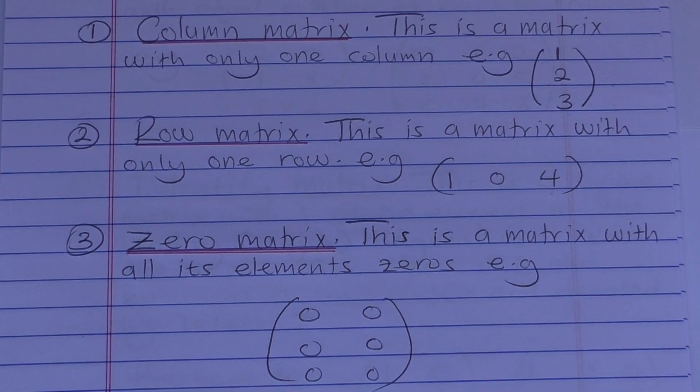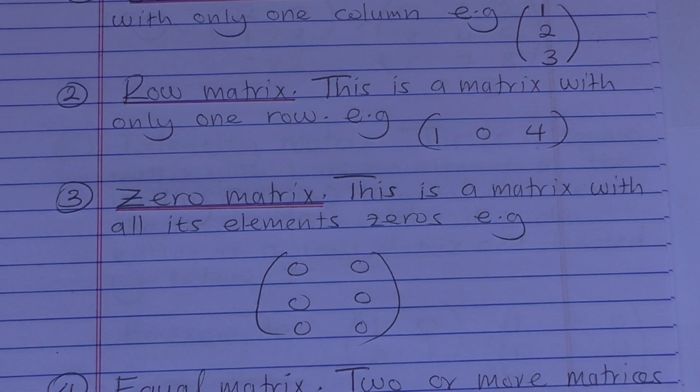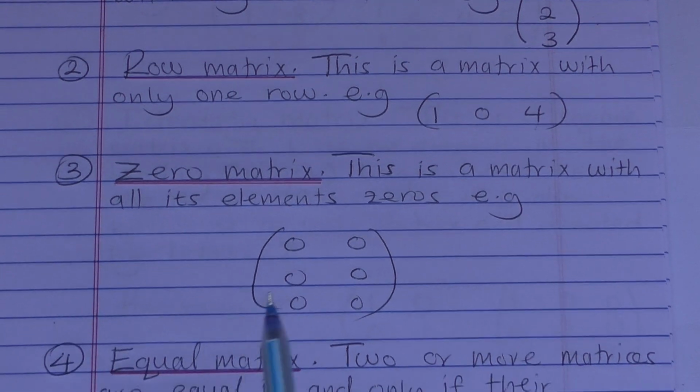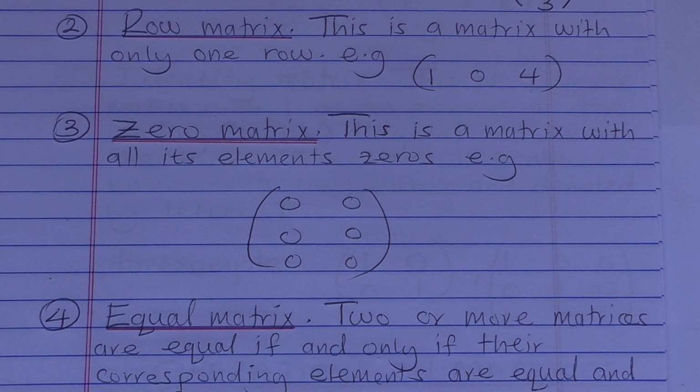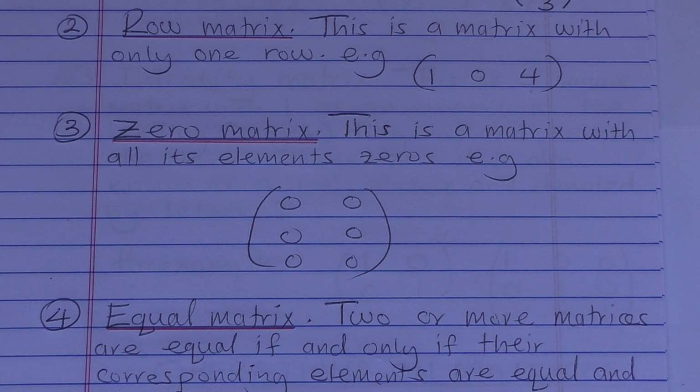Then type number 3 is the zero matrix. A zero matrix is that matrix with all its elements or entries as zeros. For instance, it has all its elements as zeros. It can have different orders. As long as all the elements are zeros, it is a zero matrix.